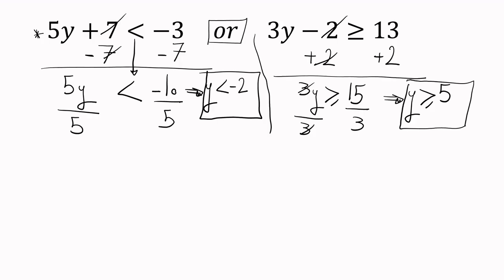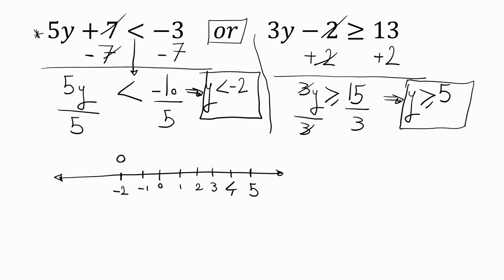Now let's show those two ranges on a number line. I'm gonna draw a number line. 0, -1, -2, 1, 2, 3, 4, finally 5. As you can see, the first range says y is less than -2. So this is my -2 and it should be hollow, because -2 is not included, I do not have an equal sign, and because it is less, I must move toward the negative direction.